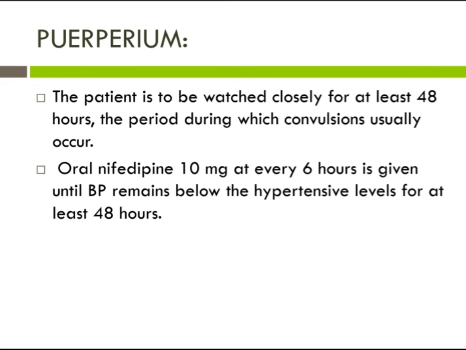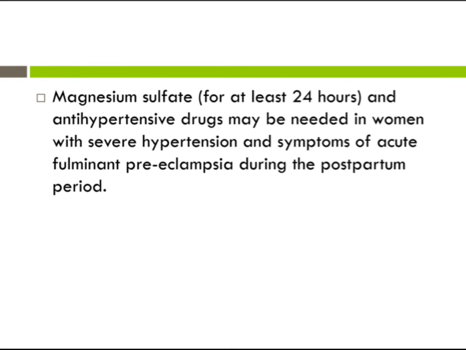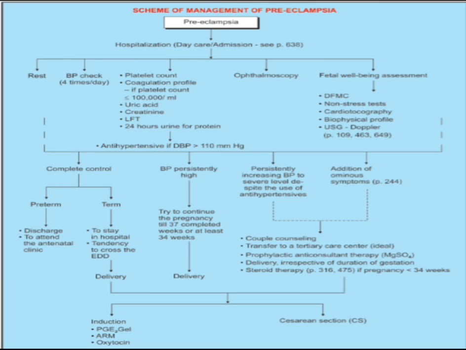In puerperium, the patient is to be watched closely for at least 48 hours, the period during which convulsions usually occur. Oral nifedipine 10 mg every 6 hours is given until blood pressure remains below the hypertensive levels for at least 48 hours. Magnesium sulfate for at least 24 hours and antihypertensive drugs may be needed in women with severe hypertension and symptoms of acute fulminant preeclampsia during the postpartum period.